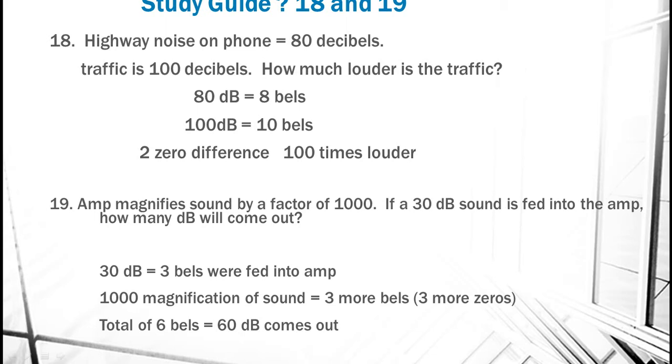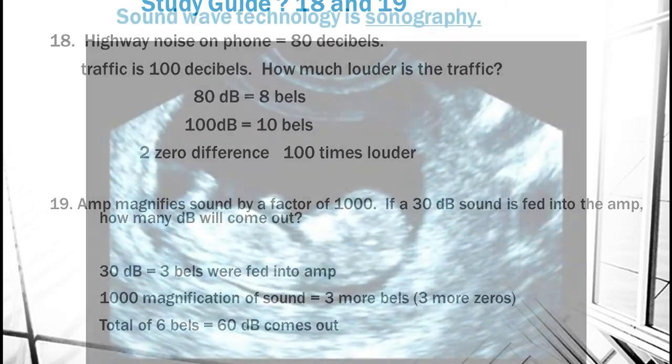So from 3 to 6 is 3, right? So 3, 4, 5, 6. So, and we're going to turn it back to decibels. So 60 decibels comes out. Does that make sense to you? Okay. Yeah, I think it does. It does make sense. So you can pause this and write all this down if you want to.